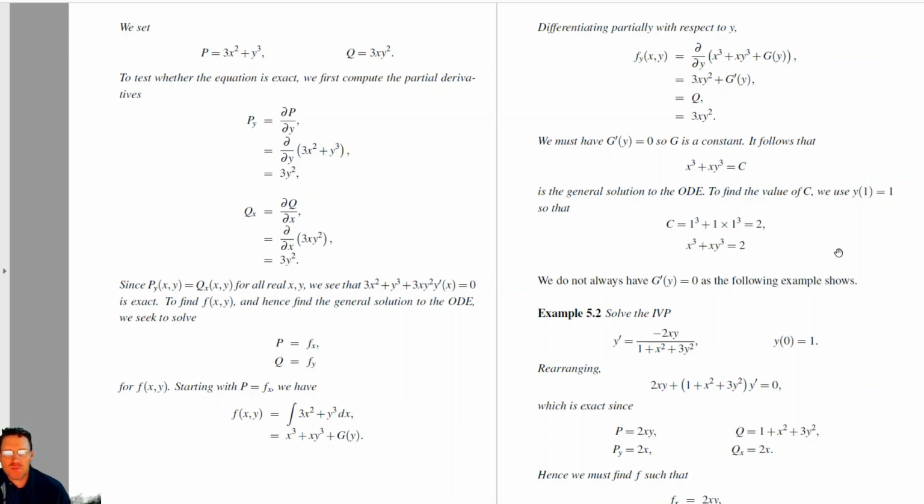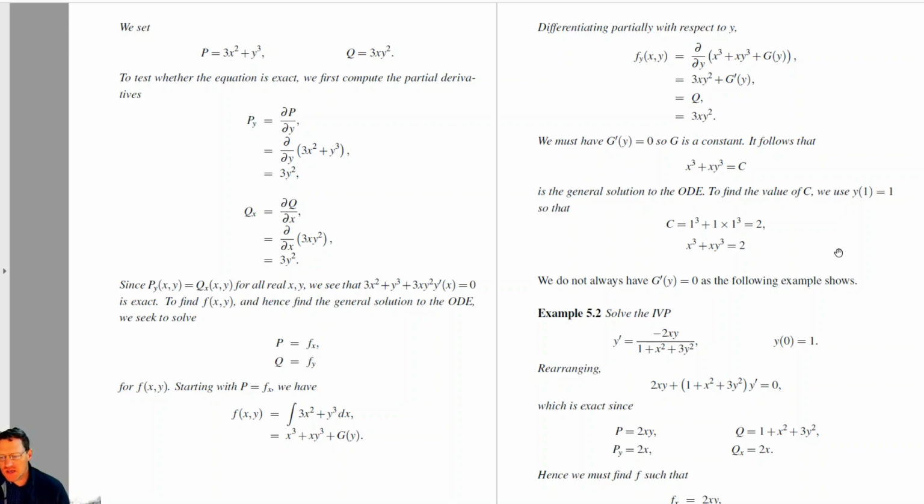Okay, we differentiate p with respect to y partially and we get 2x. And now we differentiate q partially with respect to x and we also get 2x. Those match. And so we see that the equation is exact. So now we proceed to find the general solution. So we're seeking a function f such that f subscript x is equal to 2xy and f subscript y is equal to 1 plus x squared plus 3y squared.